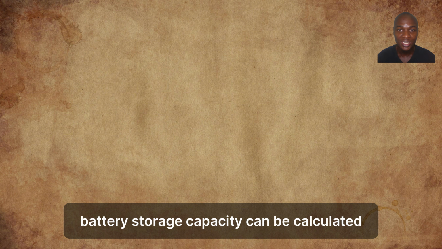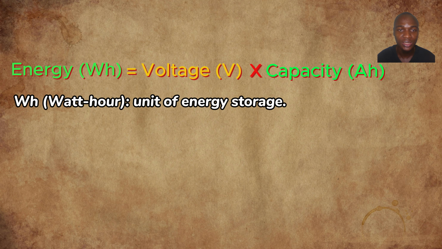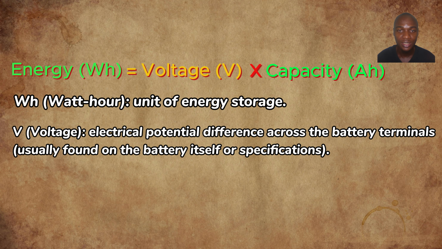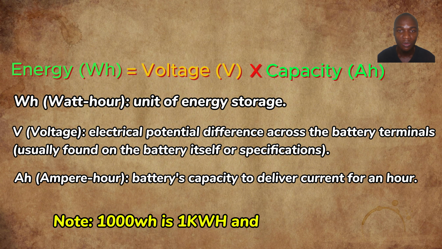Battery storage capacity can be calculated using the formula: energy equals voltage times capacity. Watt-hour is the unit of energy storage. The voltage is the electrical potential difference across the terminals, usually found on the battery specification itself. We also have the amp-hour, which is the battery capacity to deliver current over an hour. Take note, 1000 watt-hours is 1 kilowatt-hour. Also, 1000 milliamp-hours is 1 amp-hour.